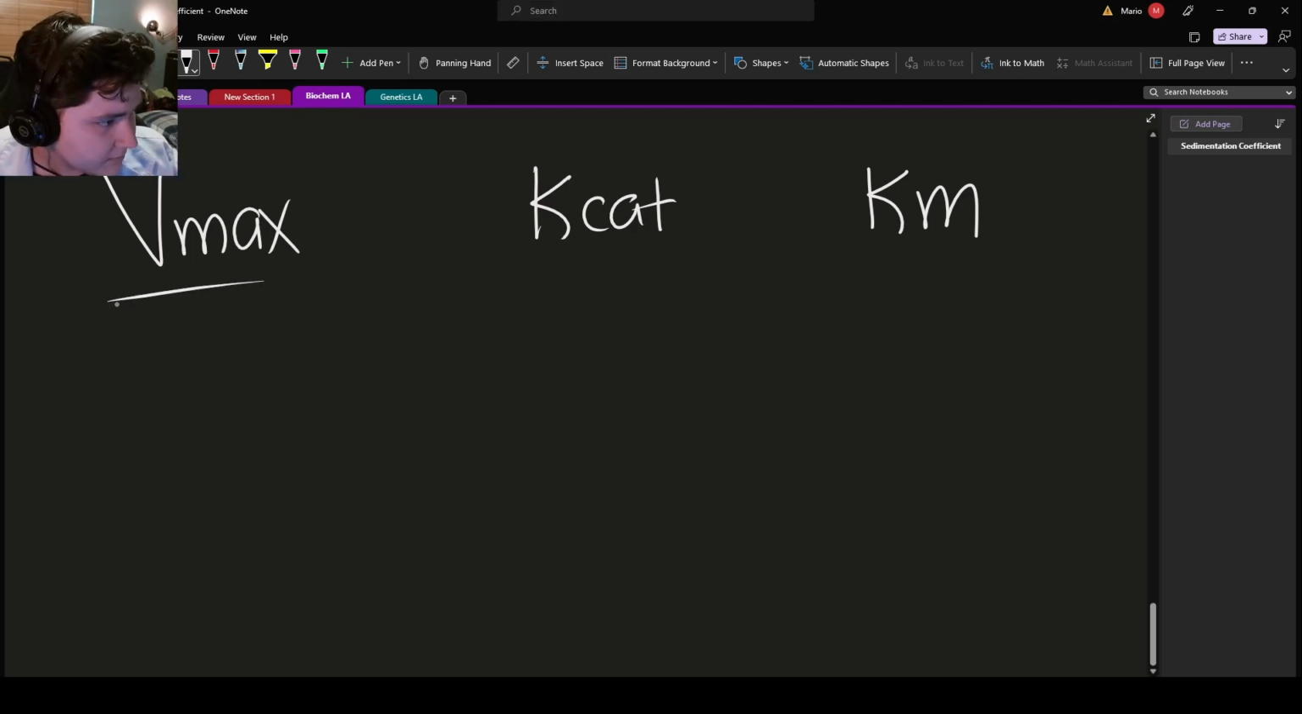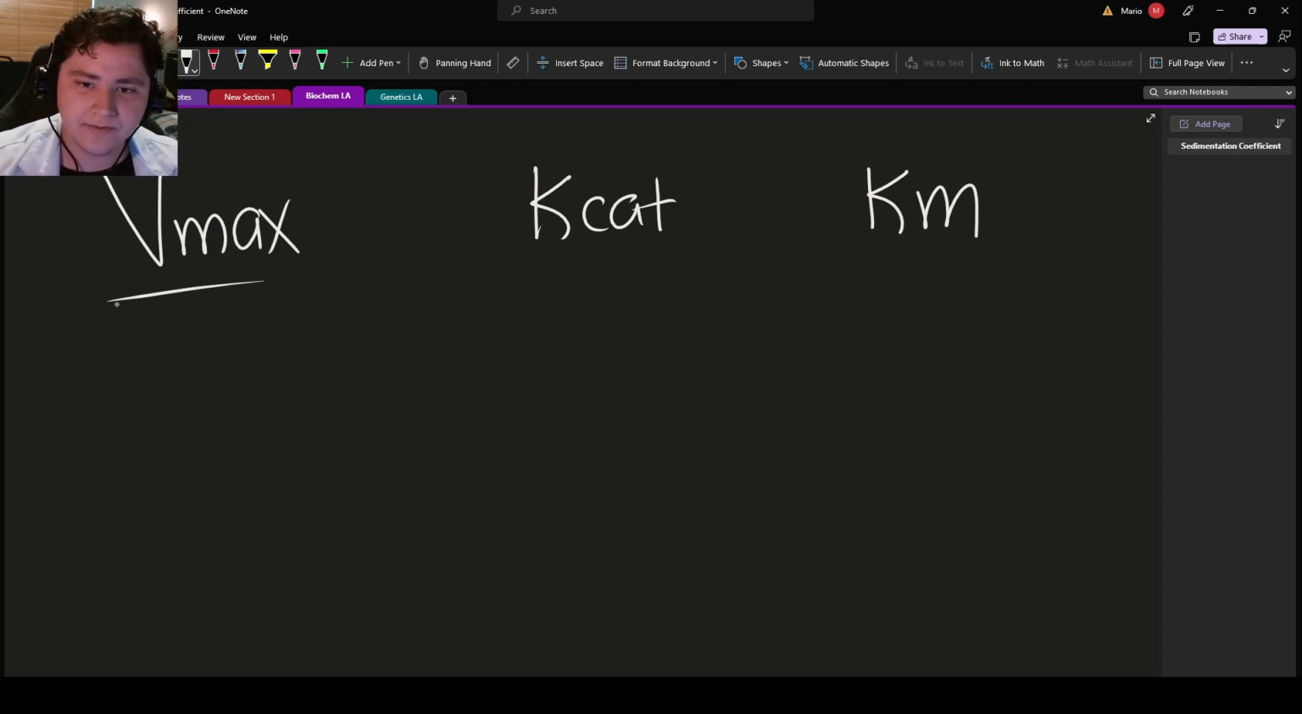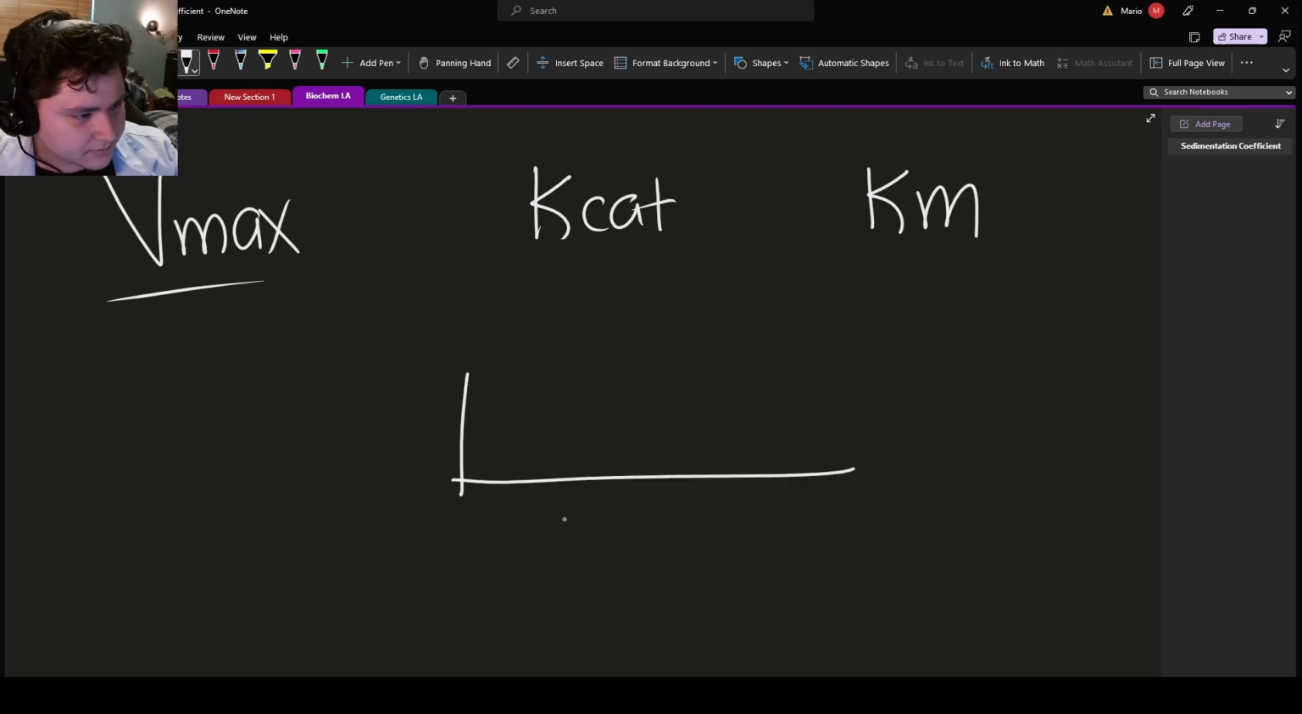So if we can outcompete our inhibitor by increasing the overall concentration of our substrate, what happens to our Vmax? Well, it stays the same. It doesn't change at all. You might be thinking to yourself, how? How is that possible? Well, let's draw out a graph.